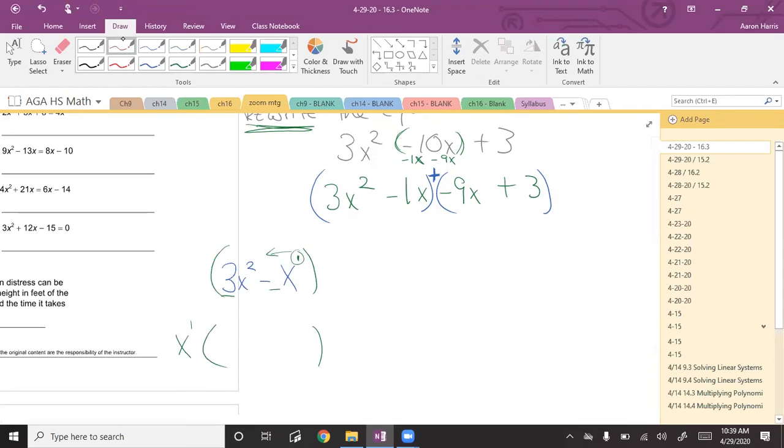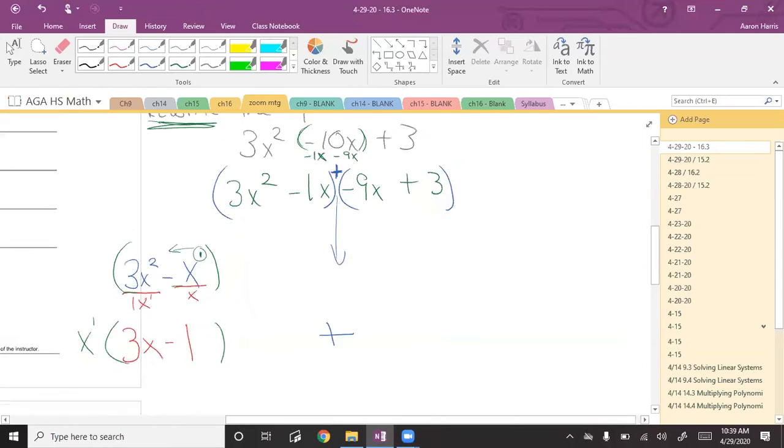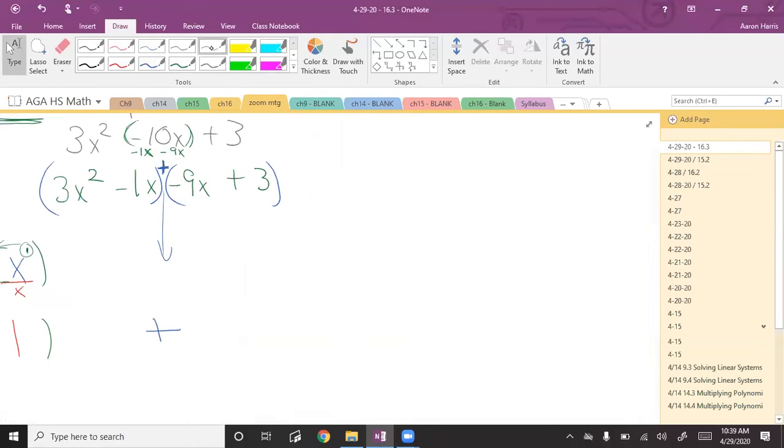And what do I do with my GCF? I divide each term. So I divide this side by x, I divide this side by x. So 3 divided by 1 is 3. X squared divided by x to the first power is x. Bring down the minus sign. X divided by x is just 1. Now, don't forget this plus sign. Bring that down. Plus. And now we come over here and do the opposite. So -9x plus 3.